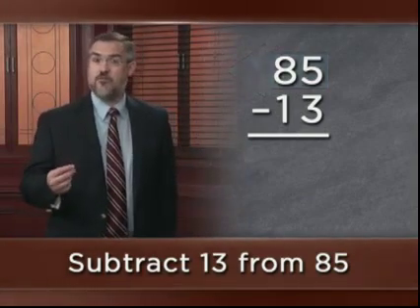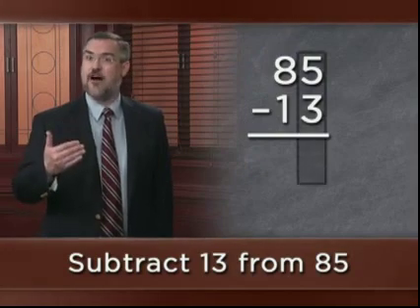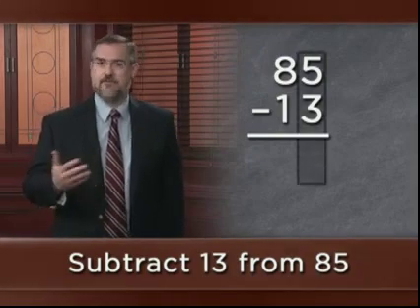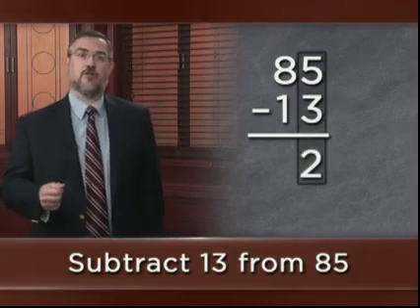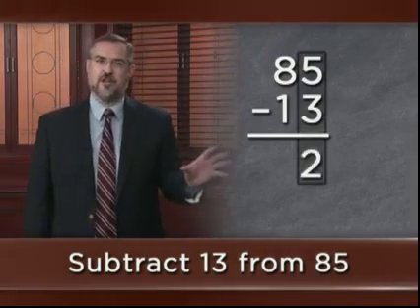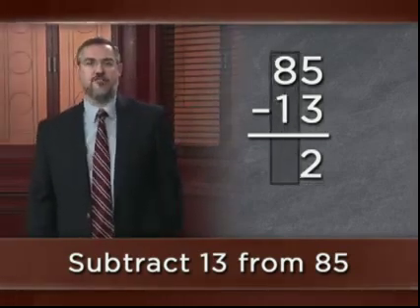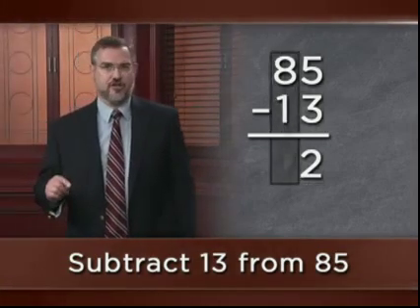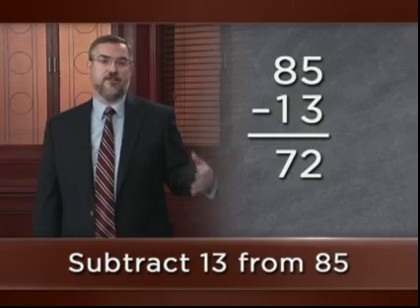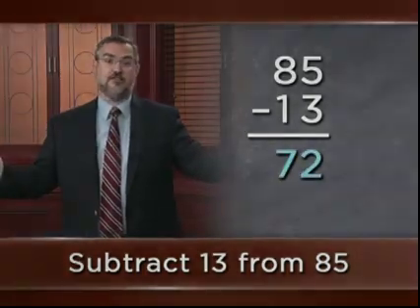Now, we start with that 1's digit column. That's the 5 minus the 3, and 5 minus 3 is 2. So we're going to write a 2 in the answer section underneath our 3. Now we work our way over one column and we see 8 minus 1, which is 7. And so we're going to write a 7 under the 1. And we're done. We just read off the answer. It's 72.